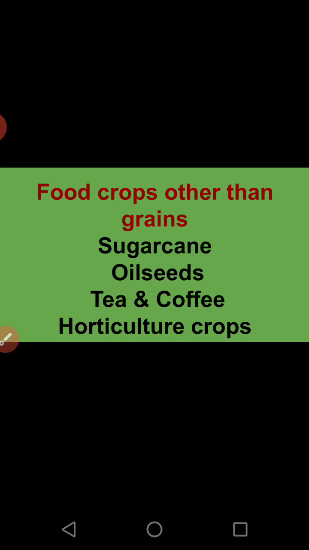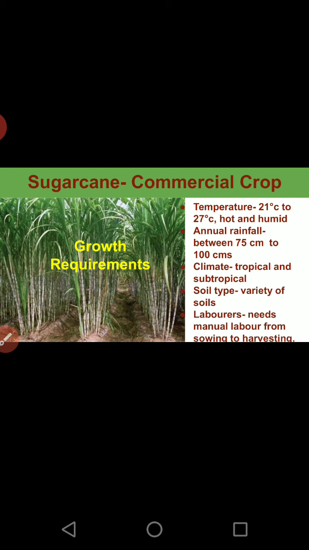We will be also seeing another group of crops. They are the horticulture group of crops, where we will be dealing with fruits and vegetables. Let us begin with our first crop, sugarcane. It is a commercial crop. Commercially, it is very much valuable. Economically, it is highly in demand because it is a basic raw material for sugar.